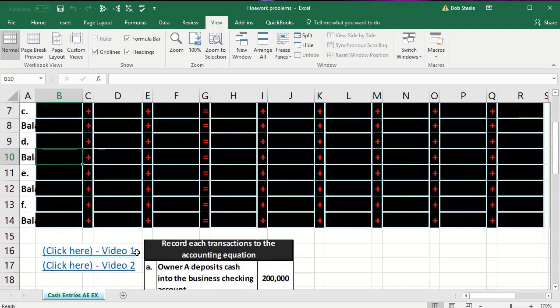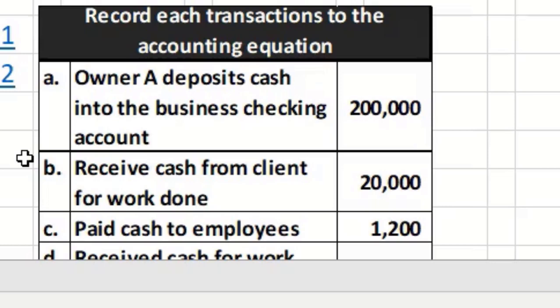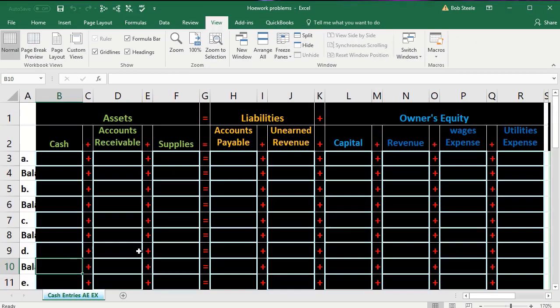So let's see this first account. A says owner A deposits cash into the business checking account. So we're going to say that we are the business. That's going to be the first thing we want to understand here, is that we're thinking in terms of the business being separate from the owner, having a separate checking account. First question I'm always going to ask going through these: one, is cash affected?